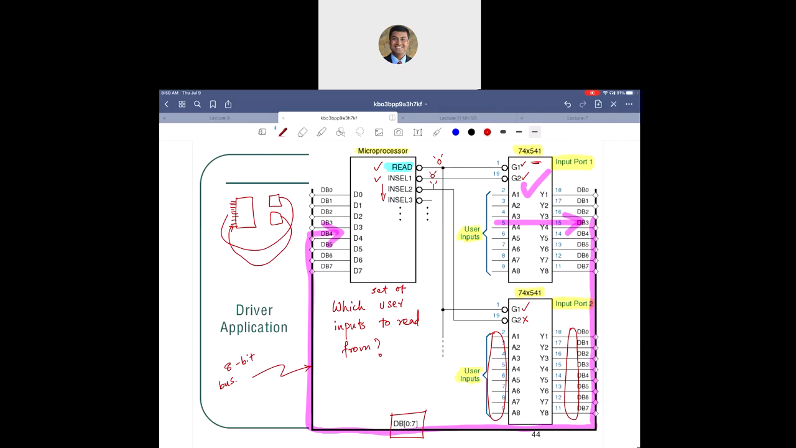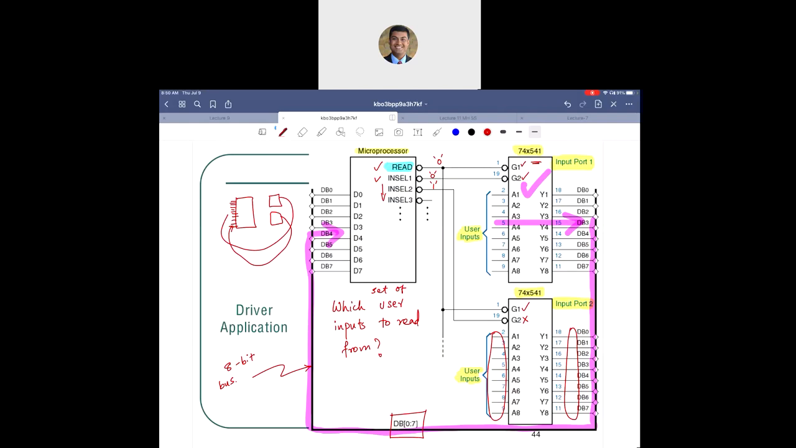Yes. So we are talking about this application because we want to use the same 8-bit bus to read from multiple ports. So there is a multiplexing operation that's going on. So it's a resource multiplexing. So we are sharing the resource of that 8-bit bus among different input ports. The bad way of doing this is to have a lot of wires running from each input port to the microprocessor, which is going to be inefficient.